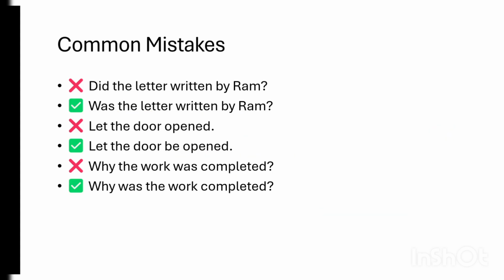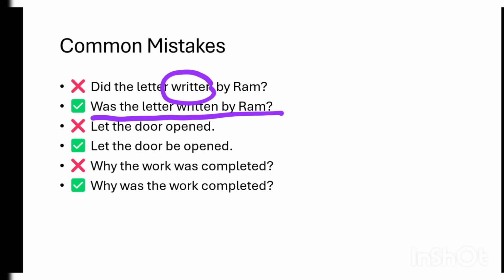Now, common mistakes which are made. Did the letter written by Ram? We cannot write written when the question starts with did. If there is a did in the sentence, the main verb will be in the present. The correct sentence is: was the letter written by Ram? If the question starts with did, your answer should start with was. Did the letter written is a wrong combination.